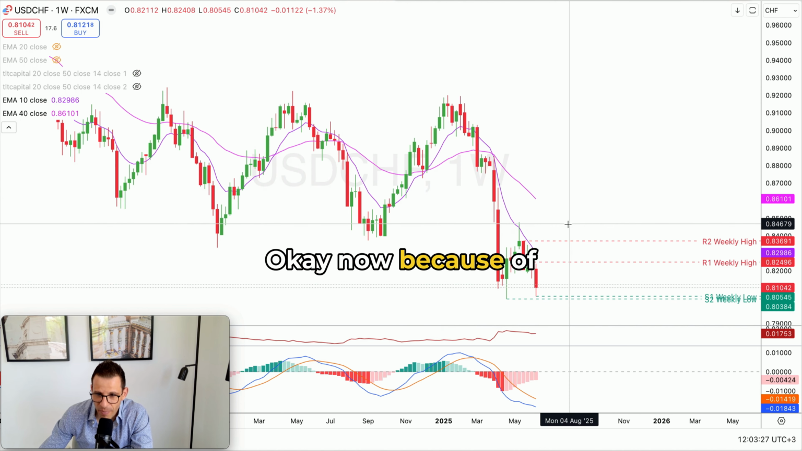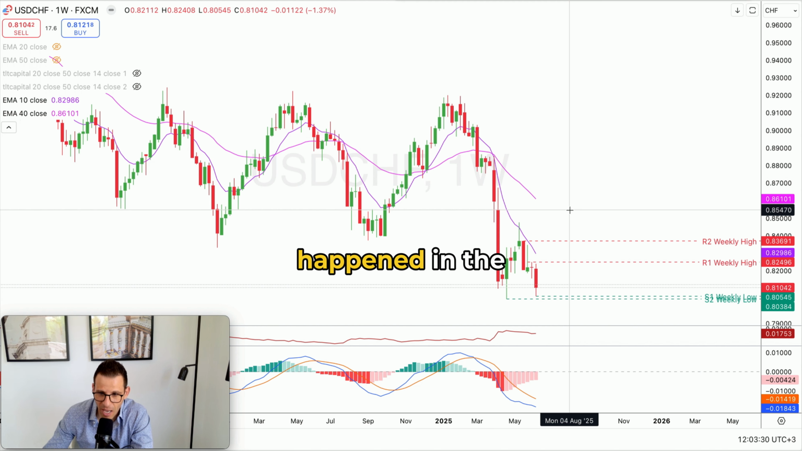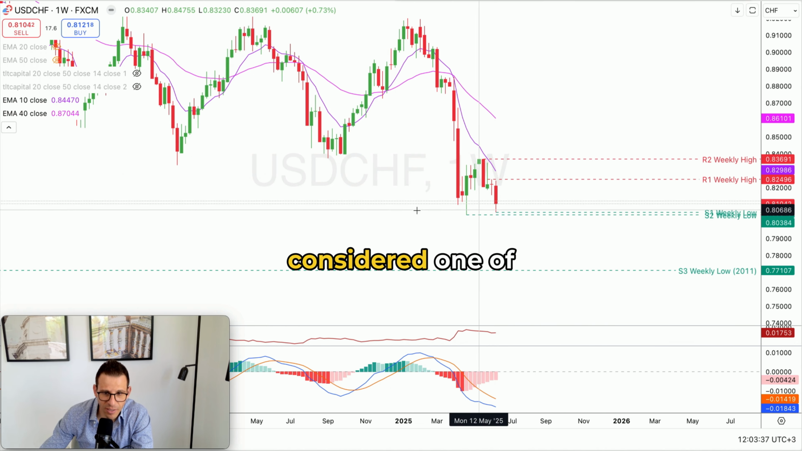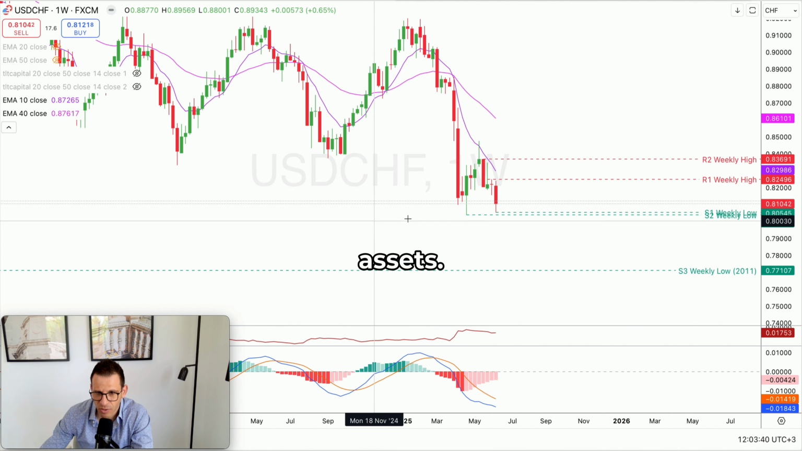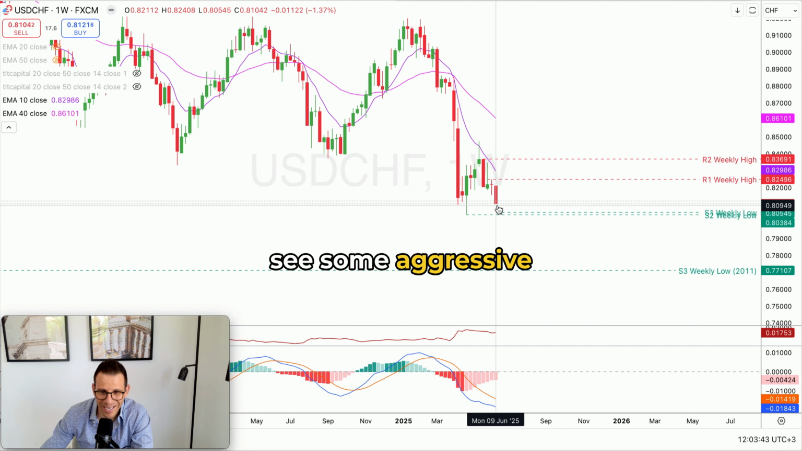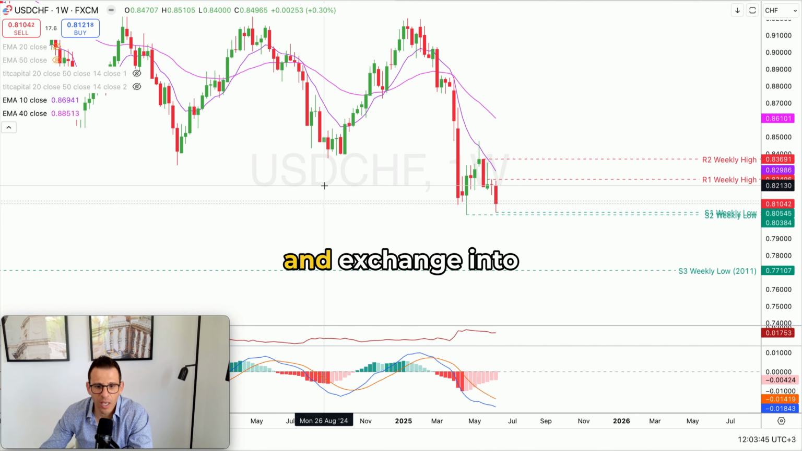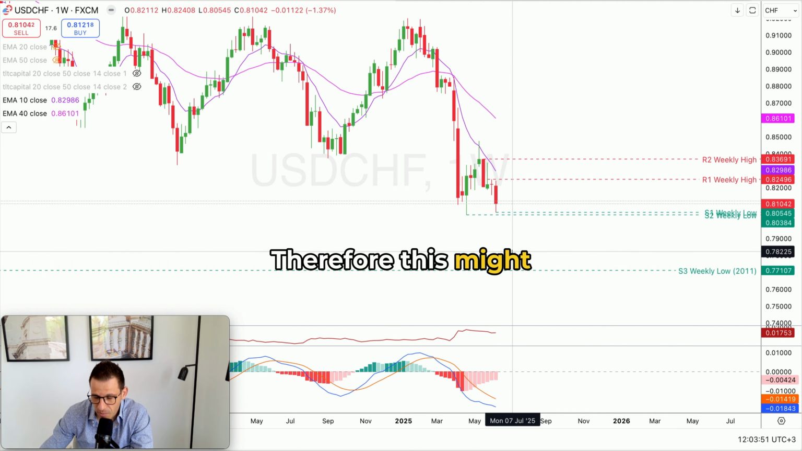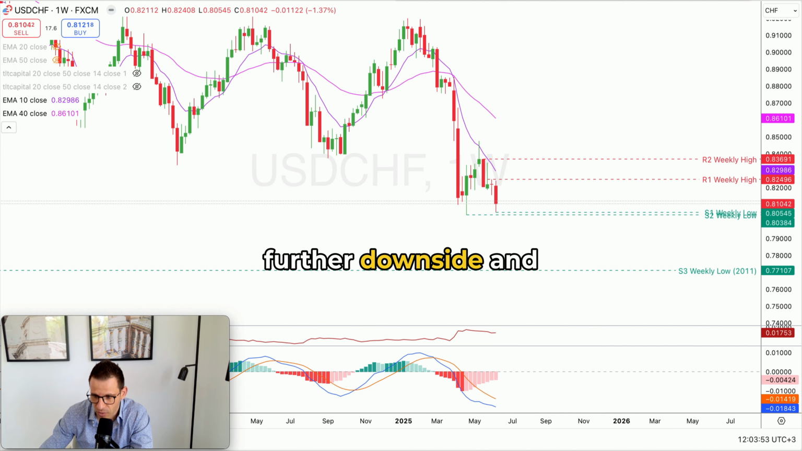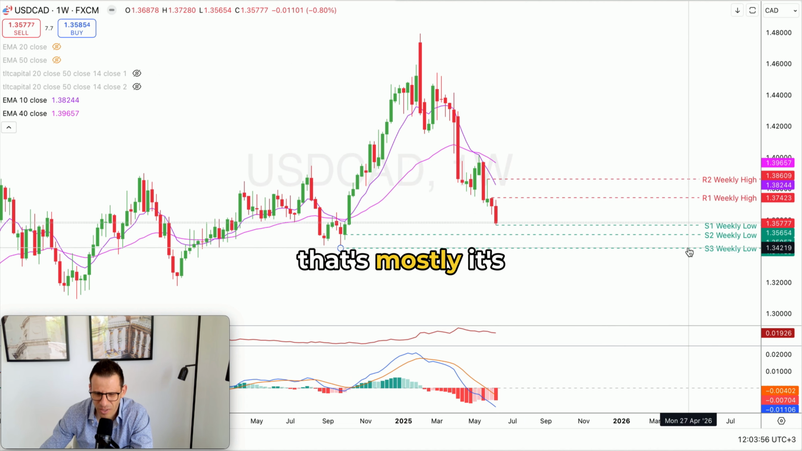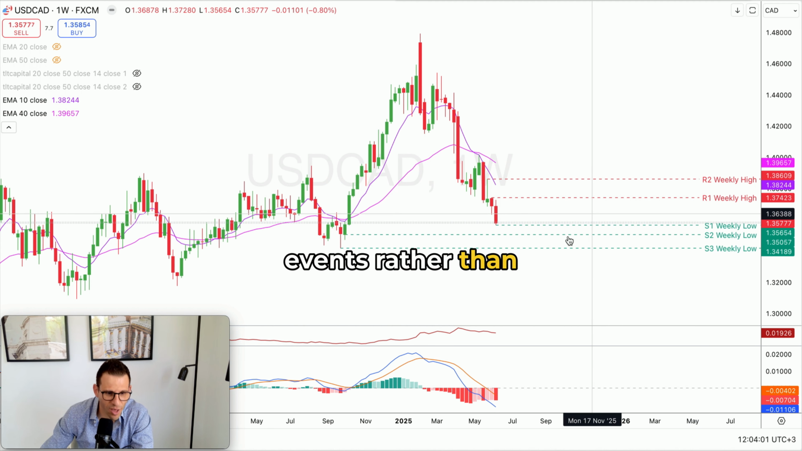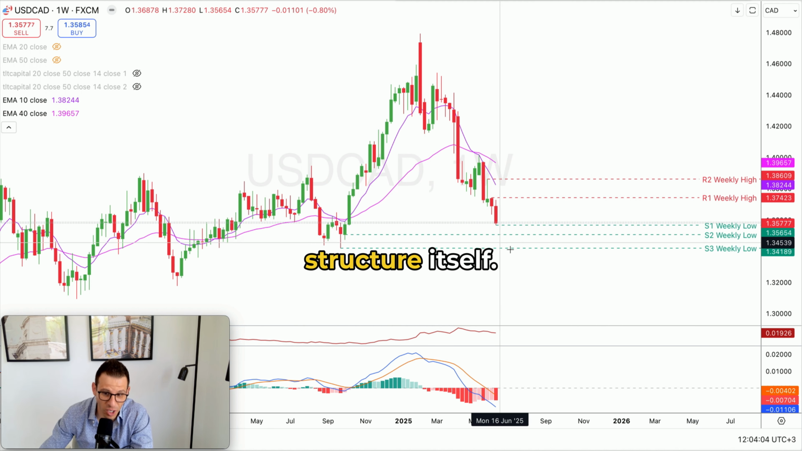Now, because of the unfortunate events that happened in the world last Friday in the Middle East area, the Swiss franc is considered one of the safe haven assets. So we might see some aggressive selling of the US dollar and exchange into the Swiss franc. Therefore, this might lead to some further downside. And it's mostly going to be driven by the geopolitical events rather than the market structure itself. Okay.